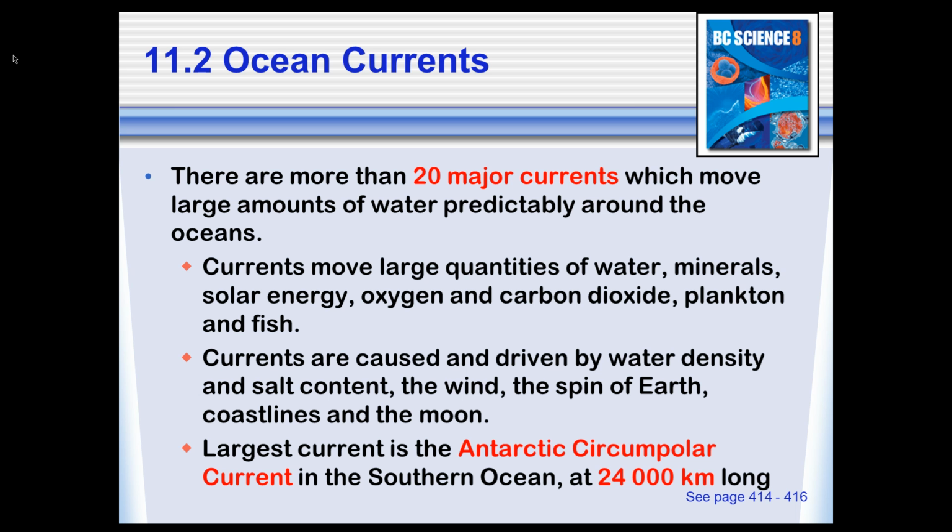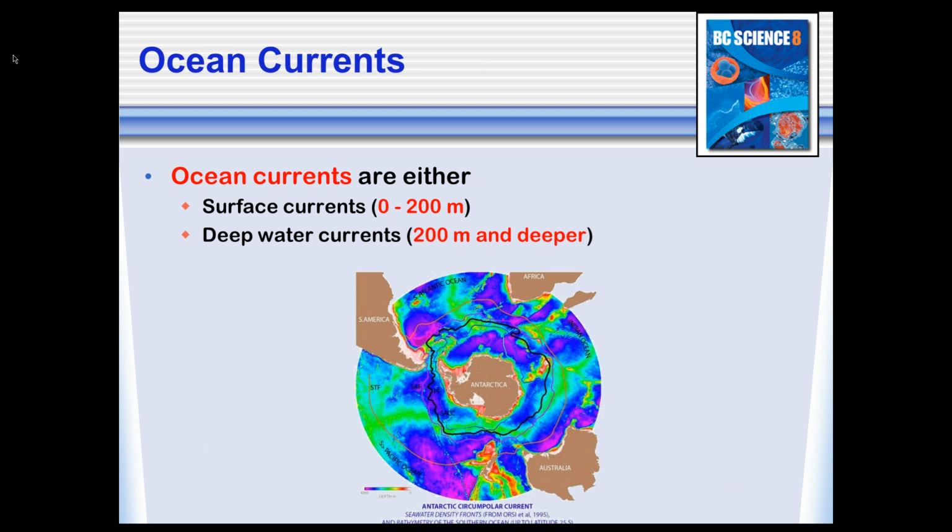Currents are caused and driven by water density and salt content, the wind, spin of the earth, coastlines, and the moon. We're going to look at each of those in greater detail shortly. The world's largest current is the Antarctic Circumpolar Current, which is by the Southern Ocean, and it's roughly 24,000 kilometers long. Right, there's no land down there to get in the way. So ocean currents can be divided into two different groups: surface currents, which are 0 to 200 meters deep, and the deep water currents, which are deeper than 200 meters.